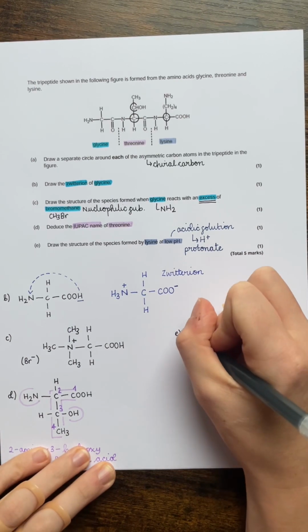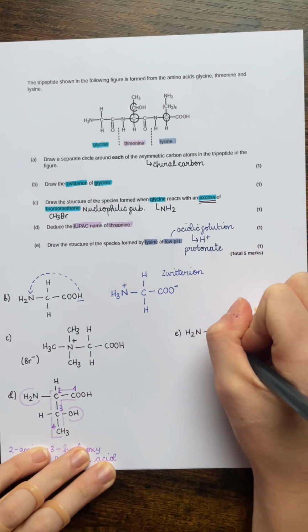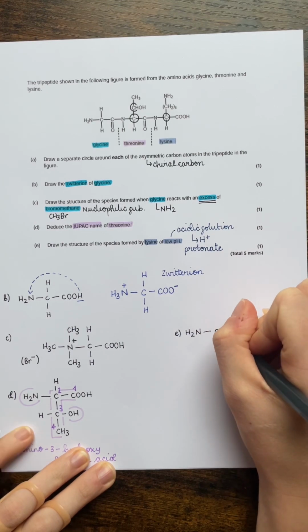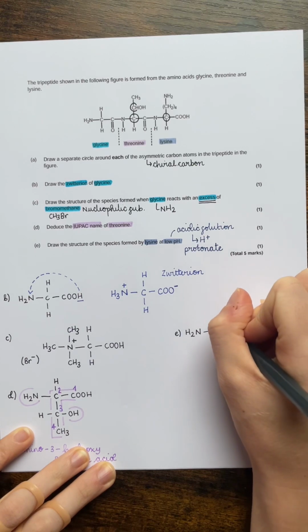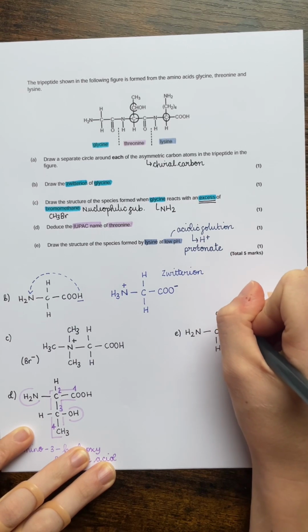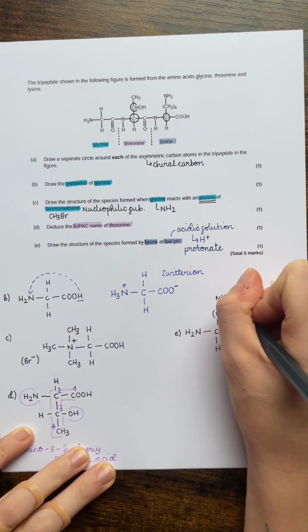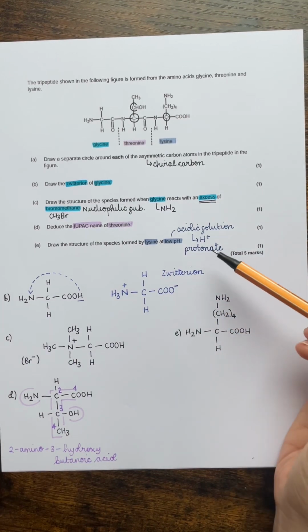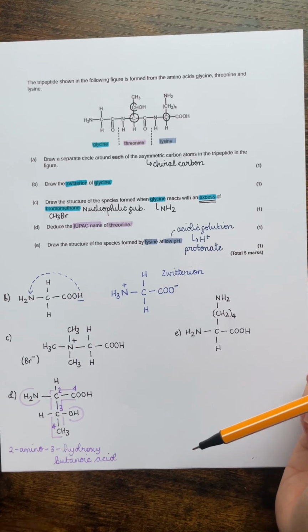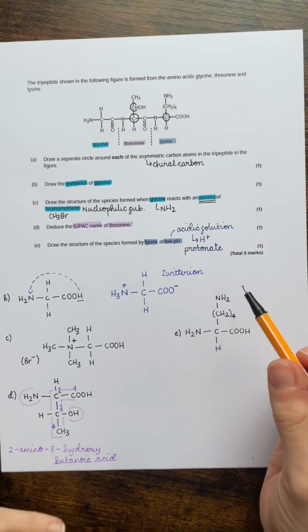So it would become H2N, CH, and then the COOH, and then a nice long side chain for this one. We've got the 4 CH2s, and then we've got an NH2 up there. So when we think about protonating, my head says protonate everything, and that's because I know what I'm referring to when I say protonate everything.